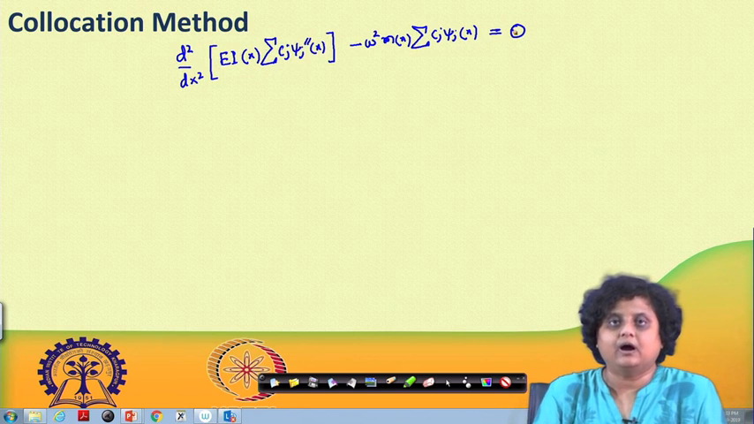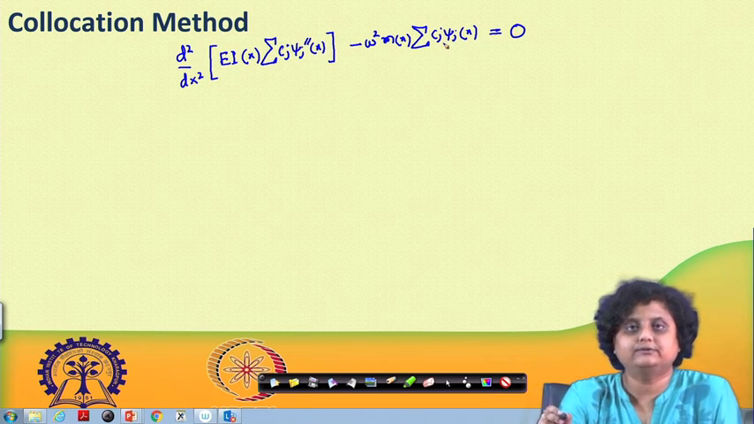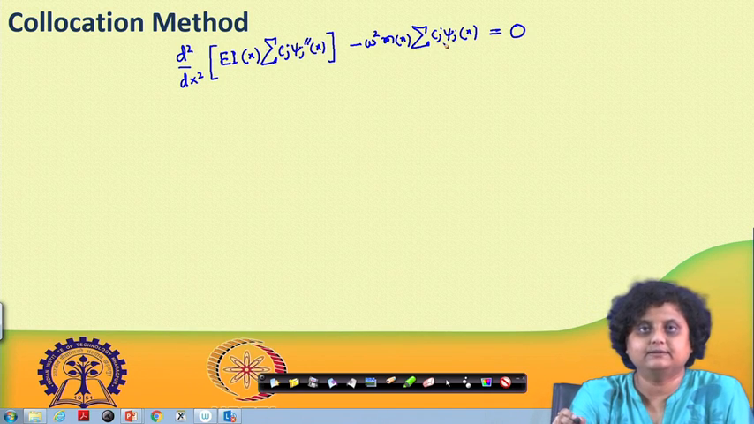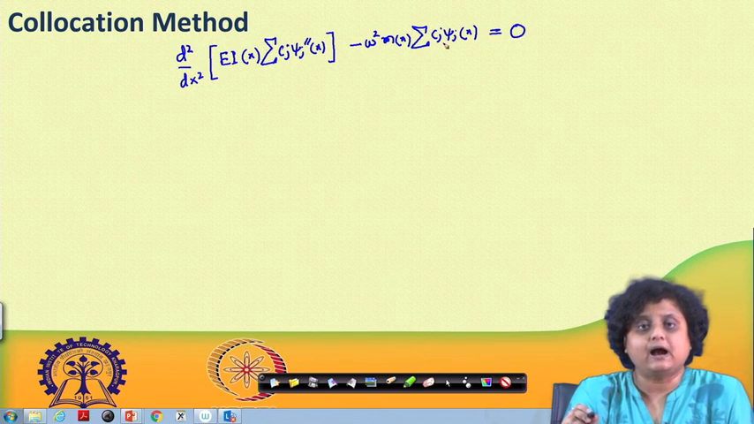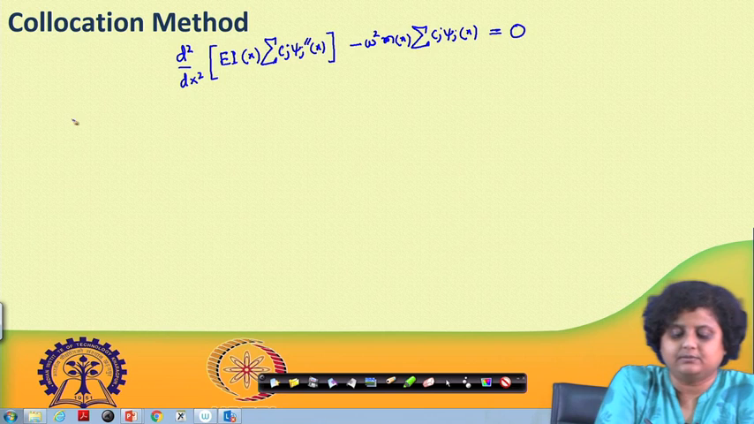Now, in the Rayleigh-Ritz method we found these C_j's by minimizing the Rayleigh's quotient. Here we will adopt a different technique. Now, there are different kinds of collocation method. There is boundary collocation method, there is interior collocation method, there is mixed collocation method, out of which interior collocation method is the most popular one.